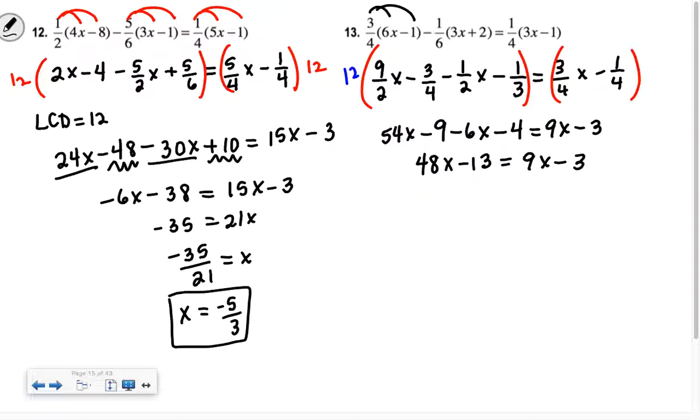9x minus 3. You guys trying this, Manish? Oh, yeah. Do you have the correct answer? What is it? 9. You're not writing. I just assumed you had it.